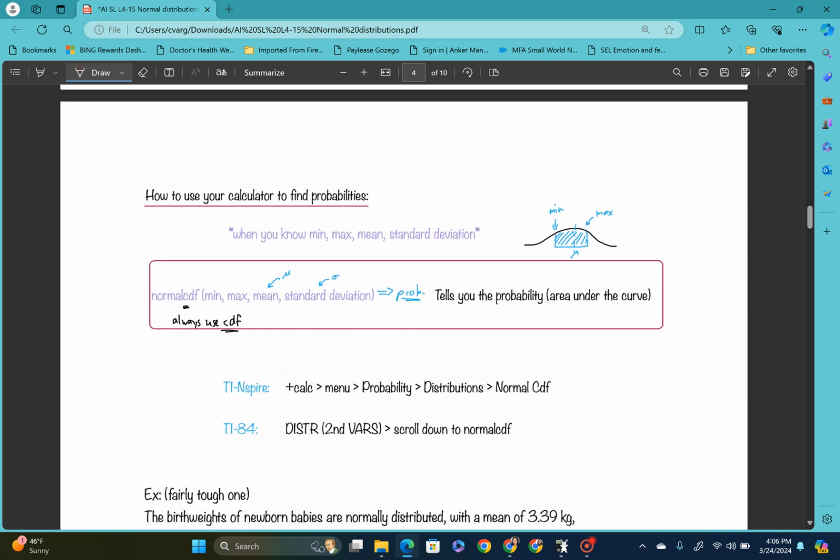This just goes over how to use the normal CDF in the calculator. We're always going to use normal CDF, never normal PDF. And it just tells you what to put in: your min, your max, your mean, your standard deviation. Those are the things that you need.